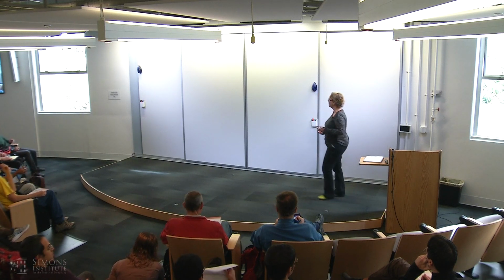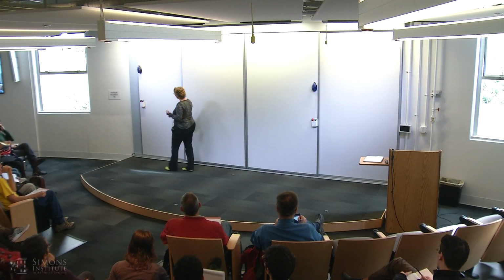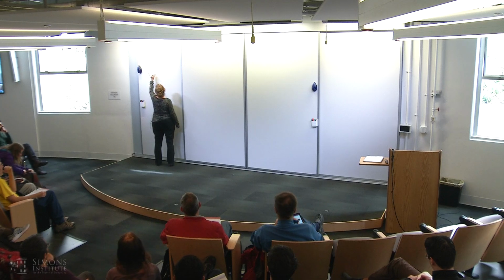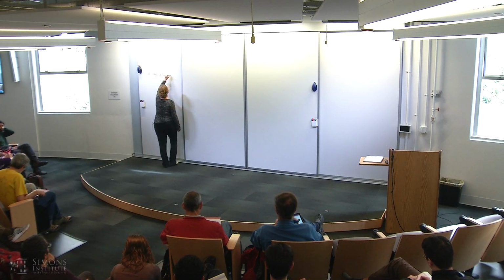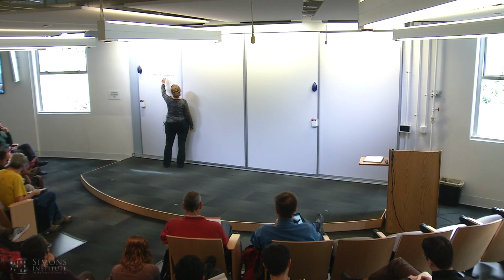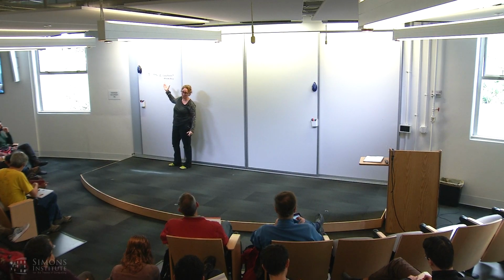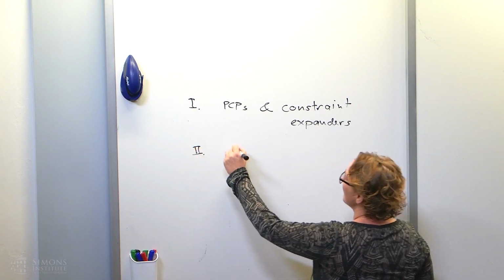So I will talk about three things. I guess the first part will be about PCPs and constraint expanders. Trying to describe PCPs as a type of expander. Then I will talk about agreement expansion.